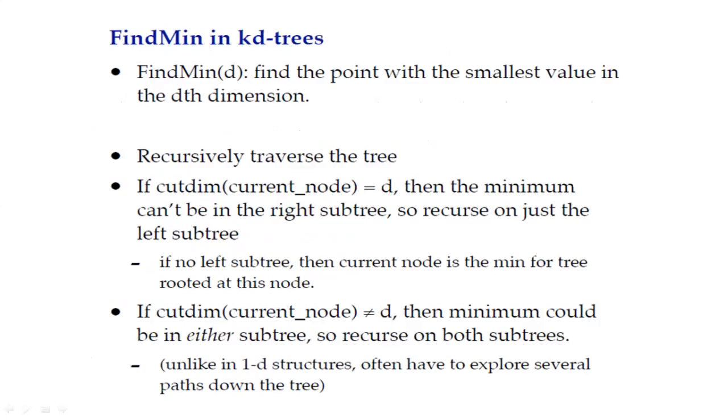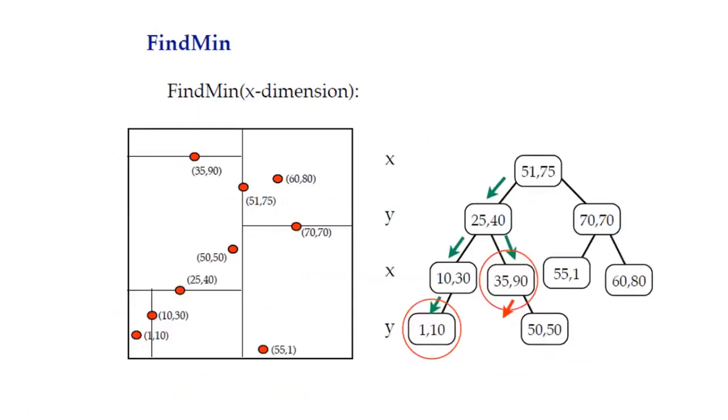Okay, now coming to the next operation of KD tree, that is find minimum. In this operation, we have to find the point with the smallest value in the dth dimension. For example, if the value of d is given as 0, that is x, if d is equal to x, then from this KD tree, we have to find out the point with the minimum value of x coordinate.